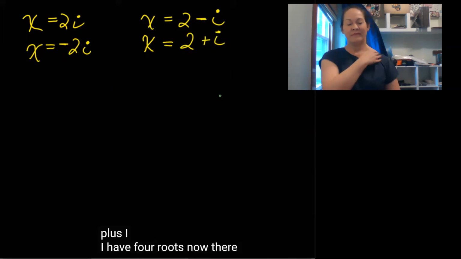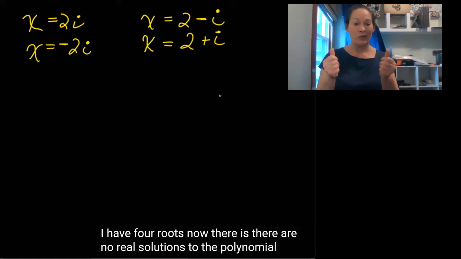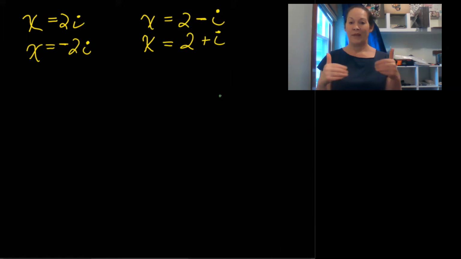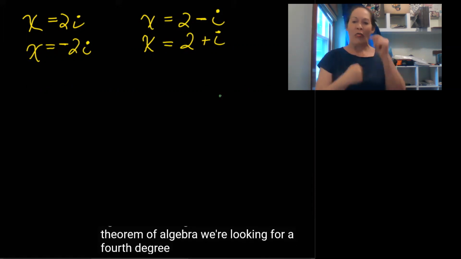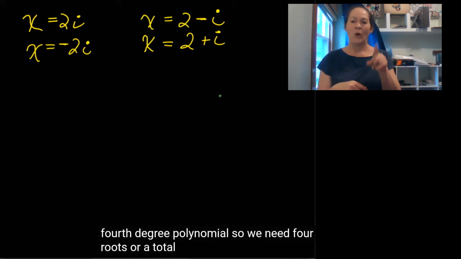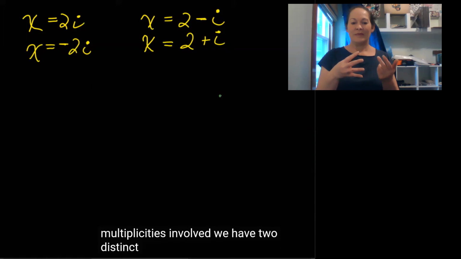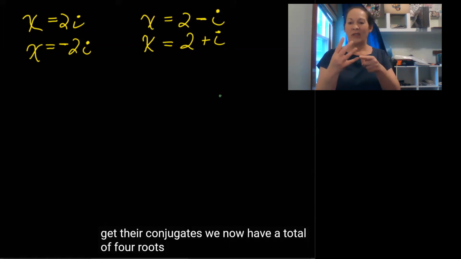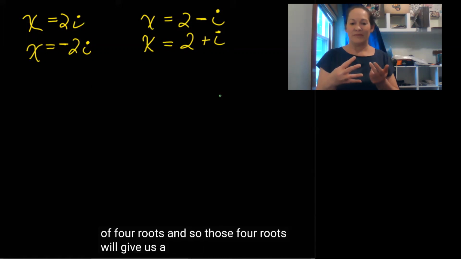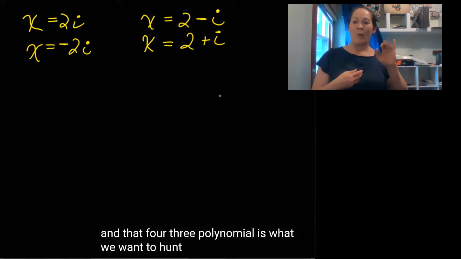I have 4 roots now. There are no real solutions to the polynomial we're going to build. Again, we're using the fundamental theorem of algebra. We're looking for a fourth degree polynomial, so we need 4 roots, or a total of 4 with all the multiplicities involved. We have 2 distinct imaginary answers, so when we get their conjugates, we now have a total of 4 roots. And so those 4 roots will give us a fourth degree polynomial. And that fourth degree polynomial is what we want to hunt down.